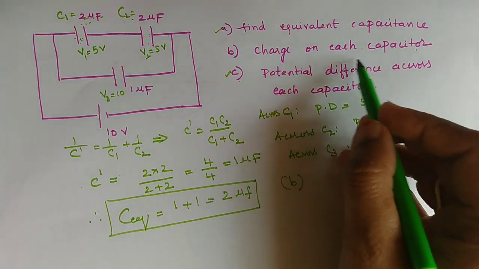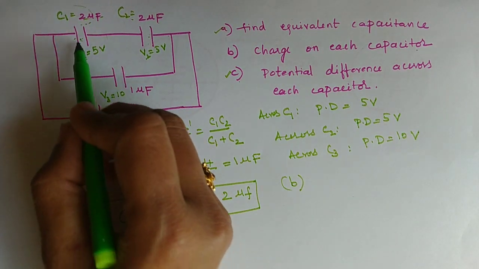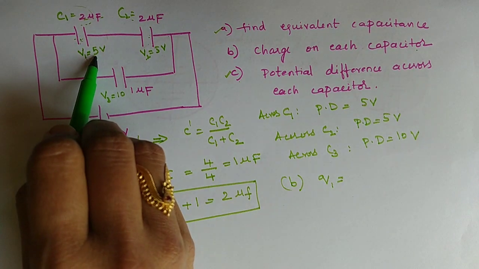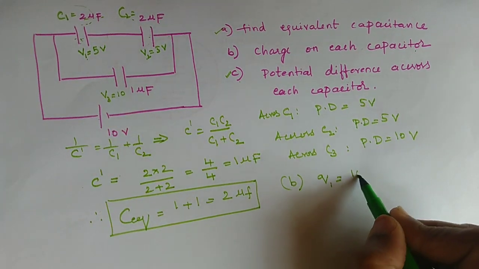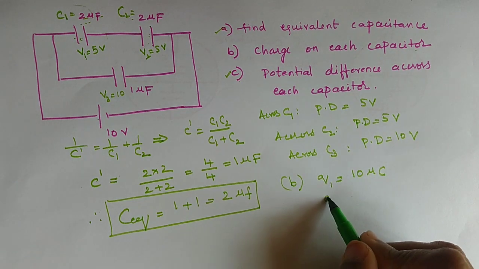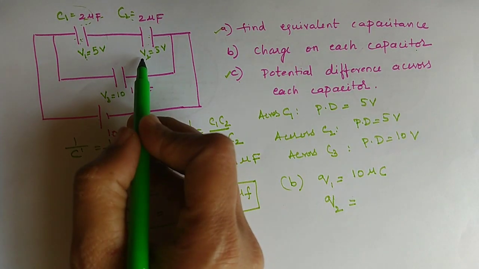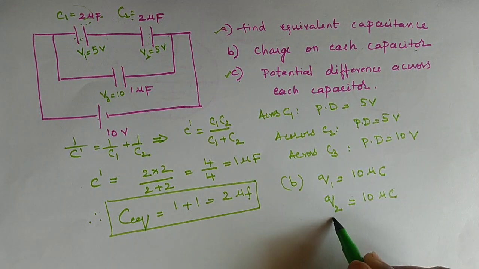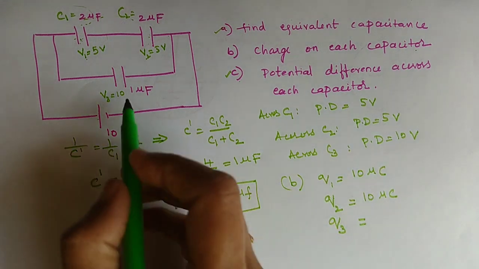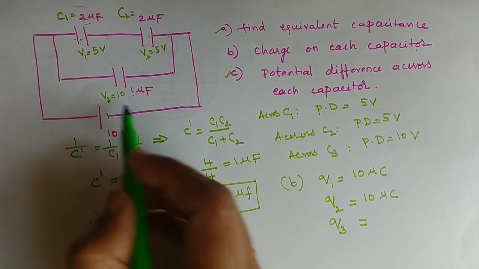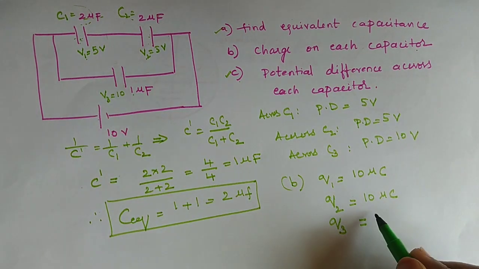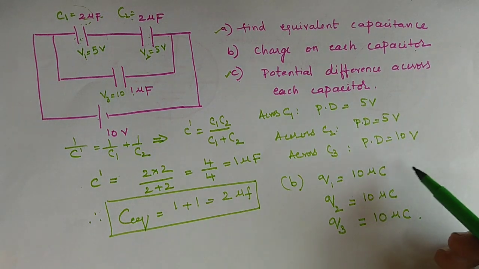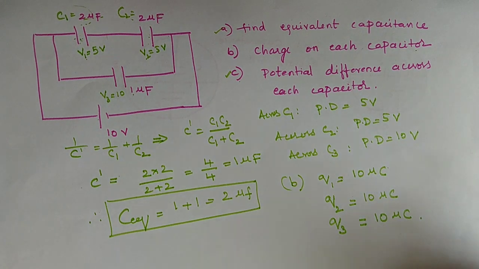For B bit, what is the charge on this first capacitor? Charge is C1 V1. So Q1 is equal to, potential difference is 5, capacitance is 2, 5 2s, 10 microcoulomb. Similarly, Q2, charge on this capacitor is 2 into 5, again 10 microcoulomb. Charge on the third capacitor is C into V, capacitance is 1 and potential difference is 10. So the product would be 10 microcoulomb. So this is Q1, Q2 and Q3.